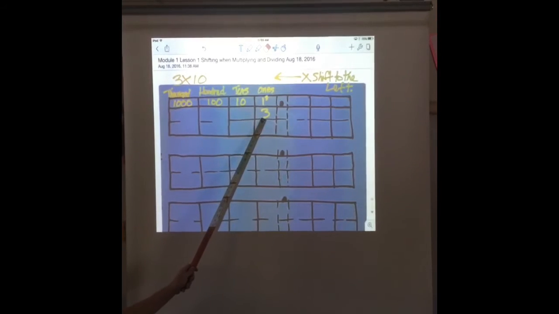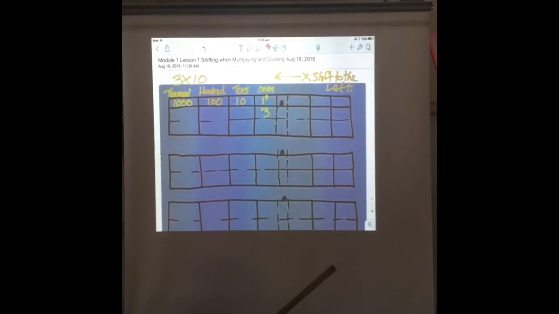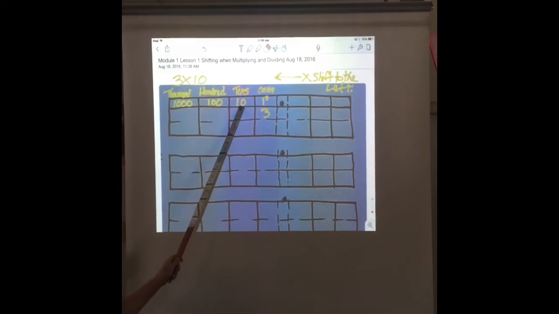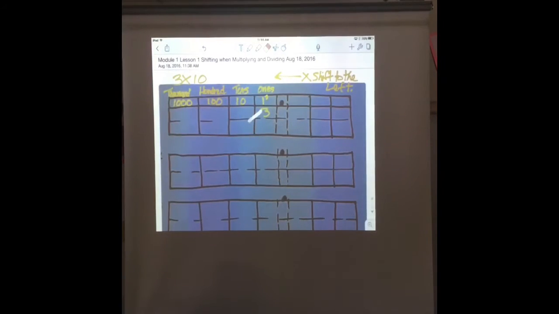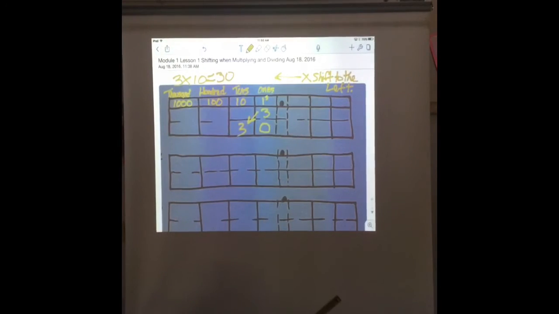Here's our 3. We're multiplying by 10. We're going to shift it over. How many times? Well, our 10 has how many zeros in it? 1. It has 1 zero. And so we're going to shift it over to the 10 spot, and we're going to fill this in. So that's going to make our answer what? 30. Right. So I'll put a 30 there. Sound good? Yes. Excellent. Let's do another one.